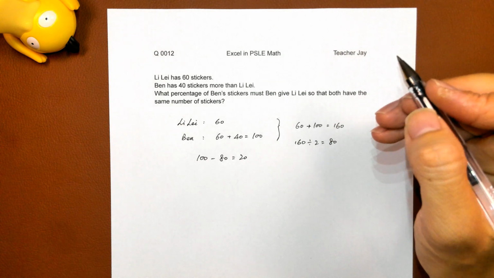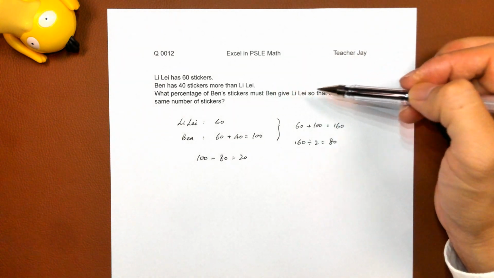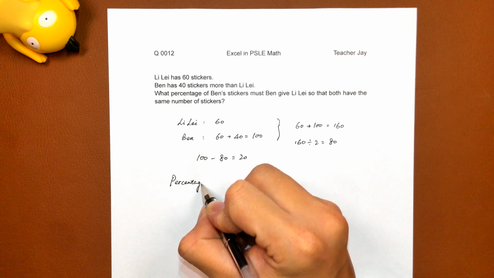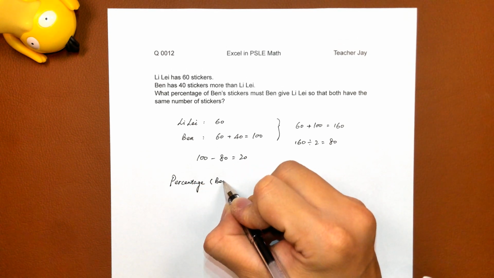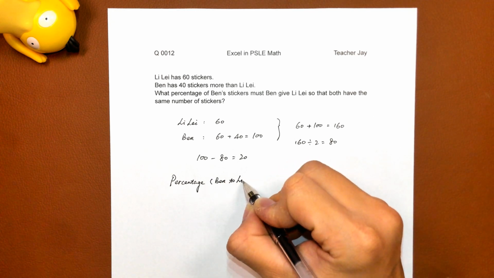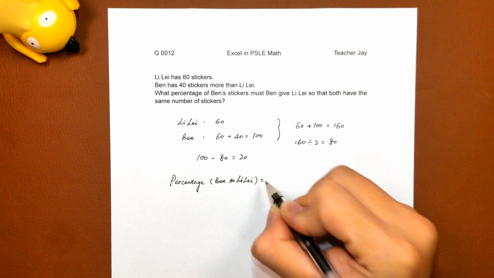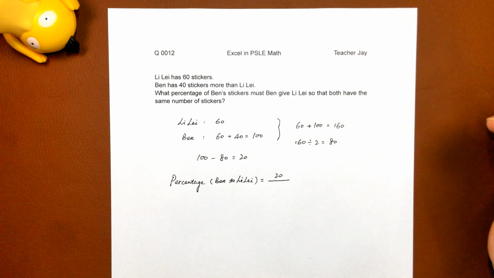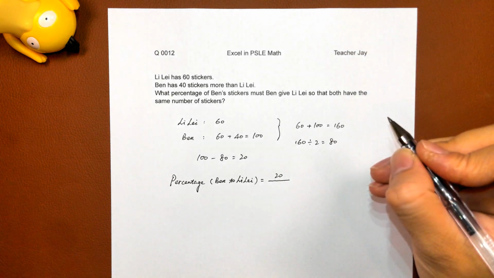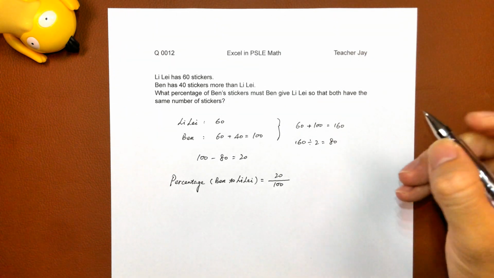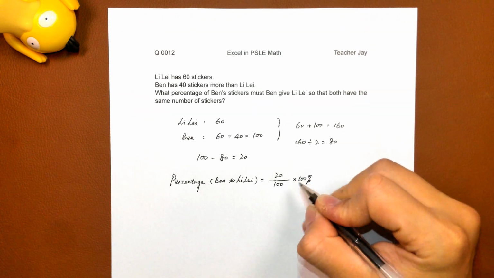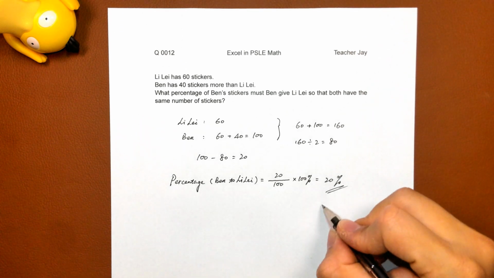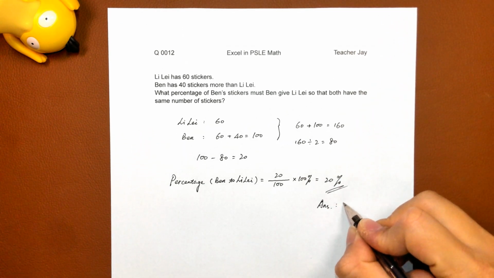So the question is, what percentage of Ben's stickers must Ben give Li Lei? Percentage, we are finding a percentage. Ben will give 20 to Li Lei. But the number of Ben's stickers is 100. So the percentage is 20 over 100 times 100%, the answer is 20. Answer here, 20%.